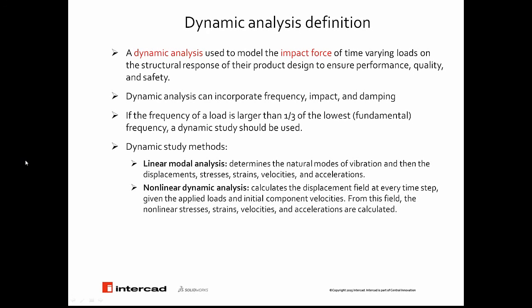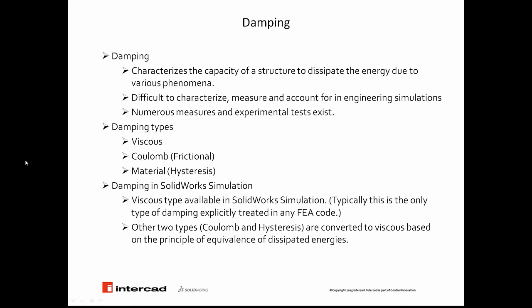All right, now it's a good time to focus on the dampening. We introduced this as the gap in drop test analysis, and this is what we have in linear and nonlinear dynamic. Basically, dampening is the characteristic or capacity of the structure to dissipate energy due to various phenomena. It is quite natural: if you hit an object, it's going to vibrate, and this vibration is going to dissipate because of the dampening. And this is exactly what we have missed in our drop test analysis.